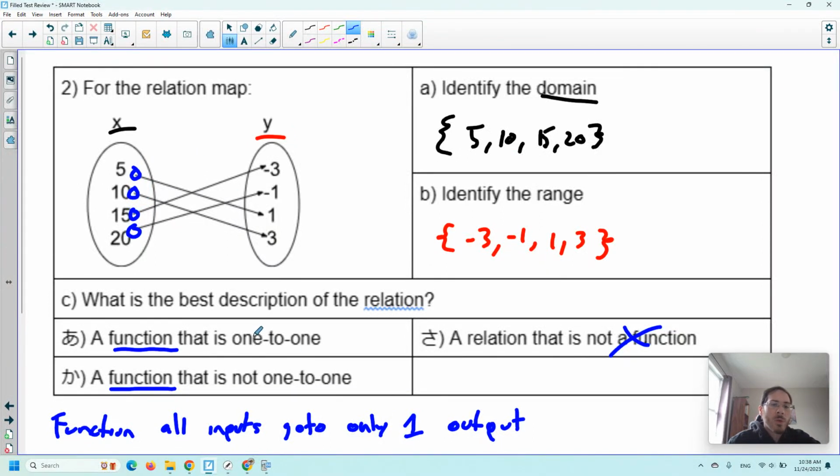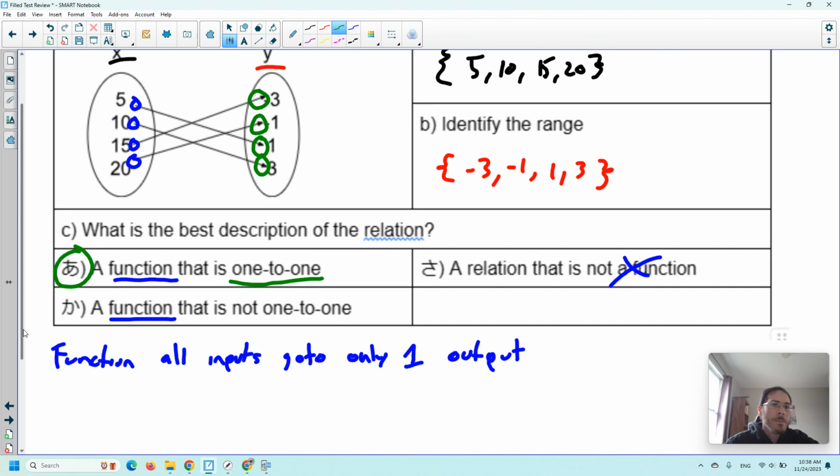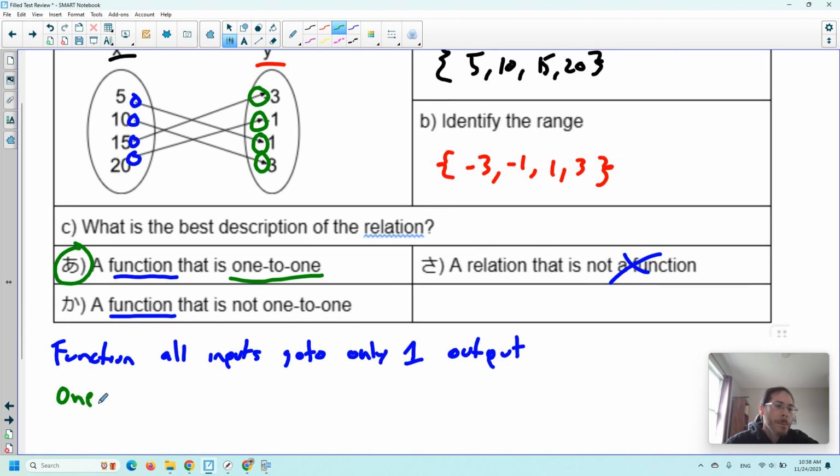So now we have to decide if it's 1-to-1 or not 1-to-1. If it's 1-to-1, that means that we're going to have the same relation over here. So we've got 1, 1, 1, 1. So it is going to be 1-to-1, because it's a function, so it has to meet the first criteria. And it does, so it meets the first criteria.